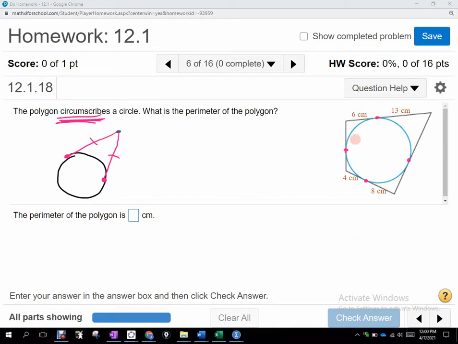Okay, so if I look at, we'll just do this one right here. If I remove the other segments, this picture looks just like this picture, right? So if this is 13, what is this distance here? 13, okay? Now, as I move around, if this one is 8, what's that one? 8. If this one's 4, then this one's got to be 6. So now we've filled in all the unknown values.